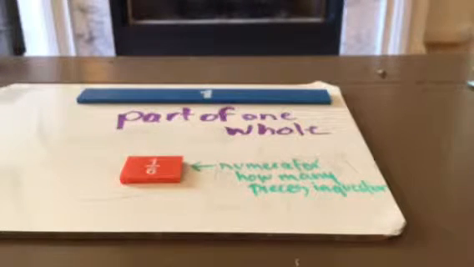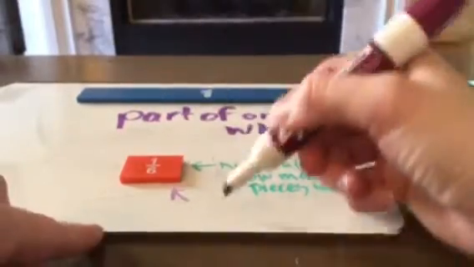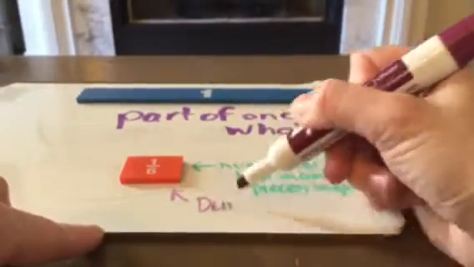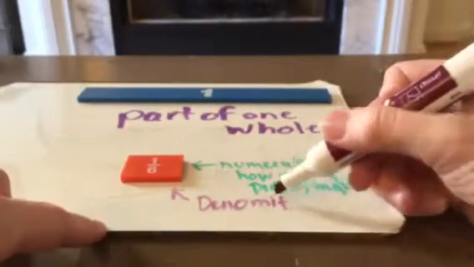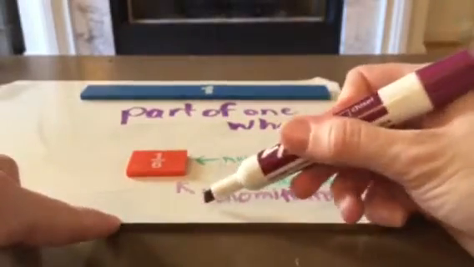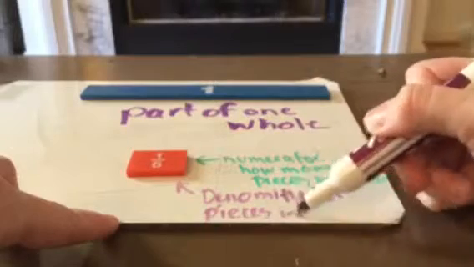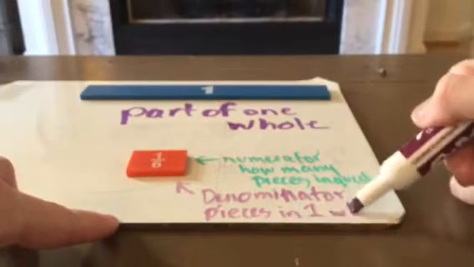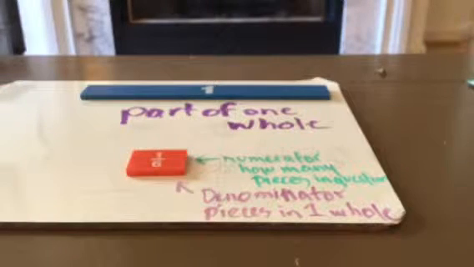The bottom number is called the denominator. And the denominator tells you how many pieces make up one whole. So the number of pieces in one whole. So that means in this case that the 6th is going to be how many pieces make up one whole.